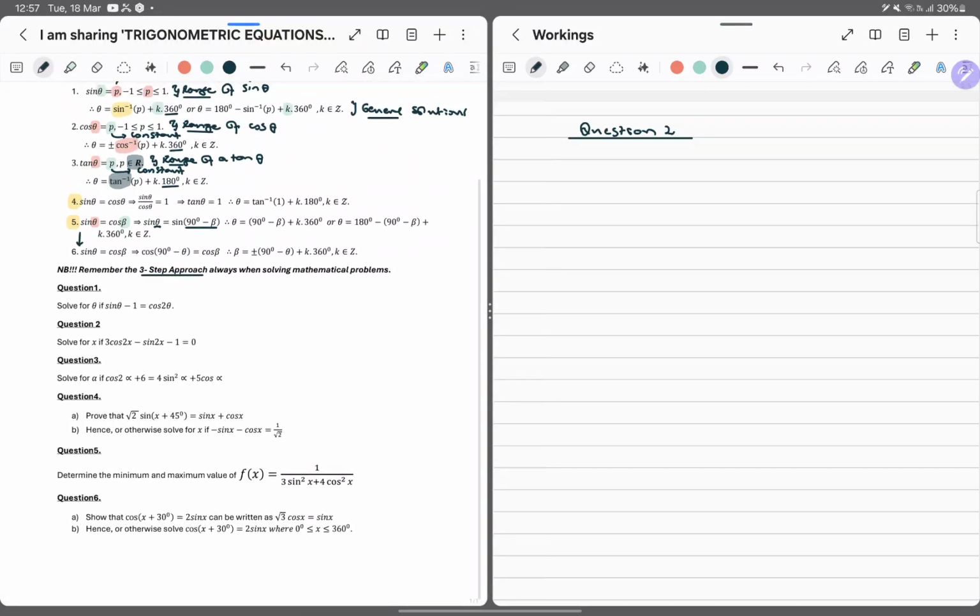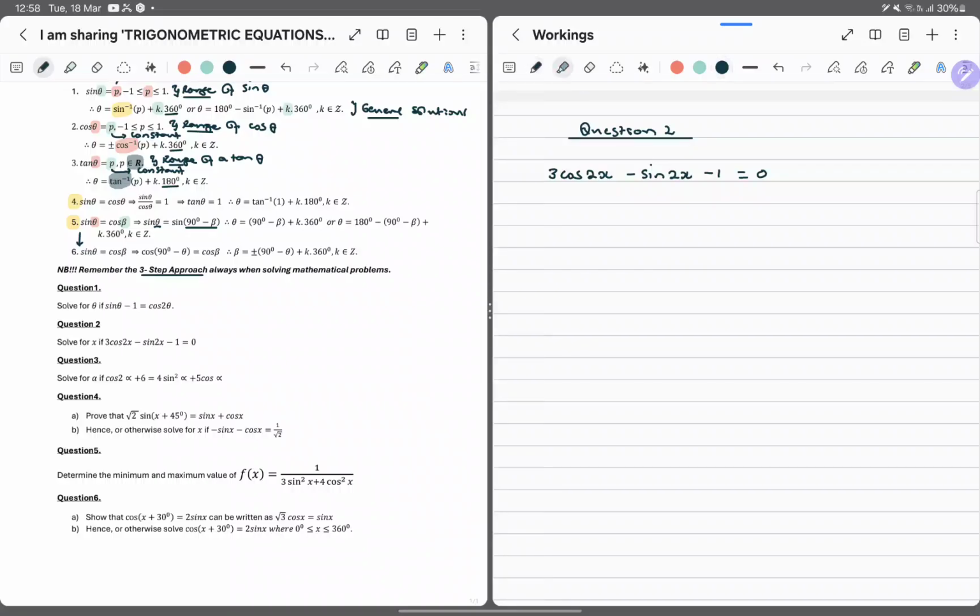Now question 2: we are solving for x if 3 cos 2x minus sine 2x minus 1 is equal to 0. So we have 3 cos 2x minus sine 2x minus 1 is equal to 0. Now we can see this is already a trinomial, so we need to try and make it look nice. But of course, this decomposes into sine and cos as a product. So we need to think about this one. What are we going to decompose it to?